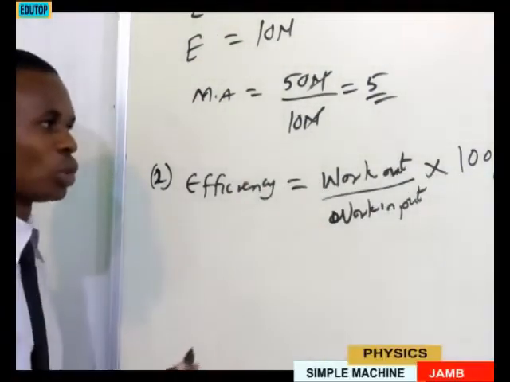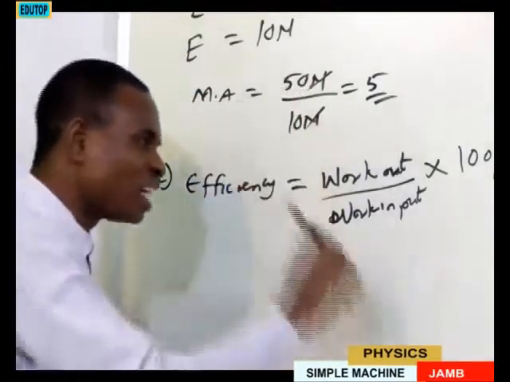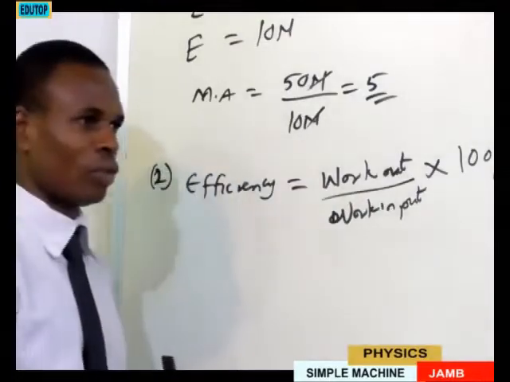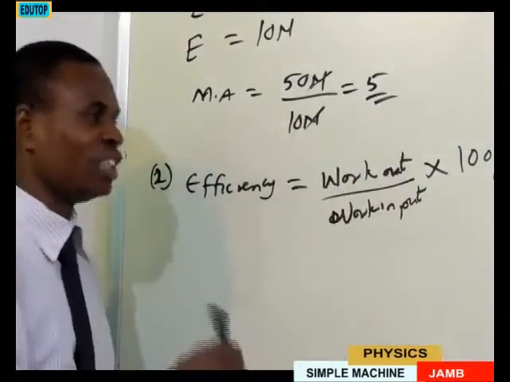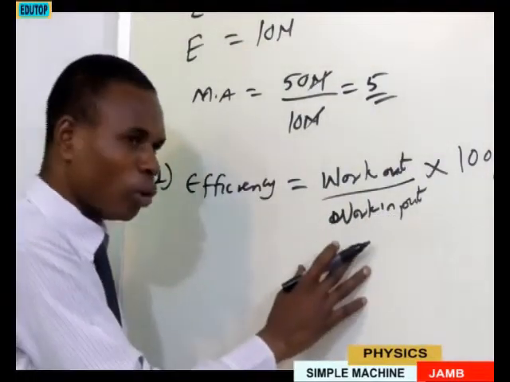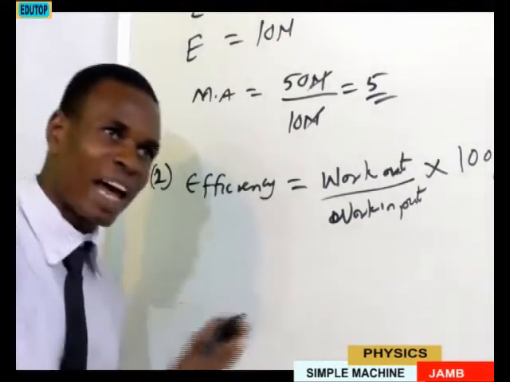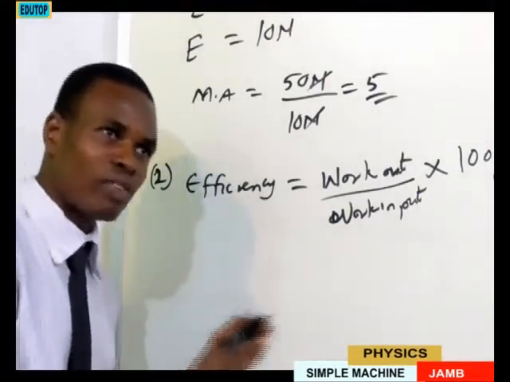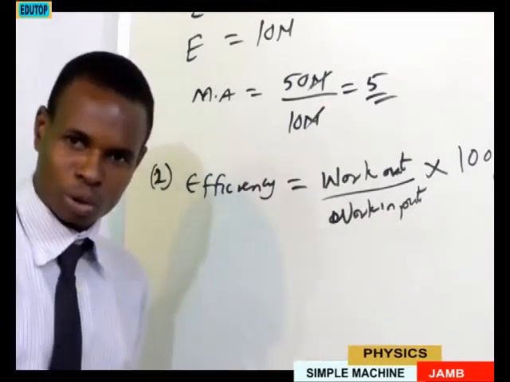What is work output? The work output is the work done by the machine itself in performing the work. The work done by the machine itself is the work output. The work input is the effort. The person that applied the force, that performed the work on the machine, is the work input.